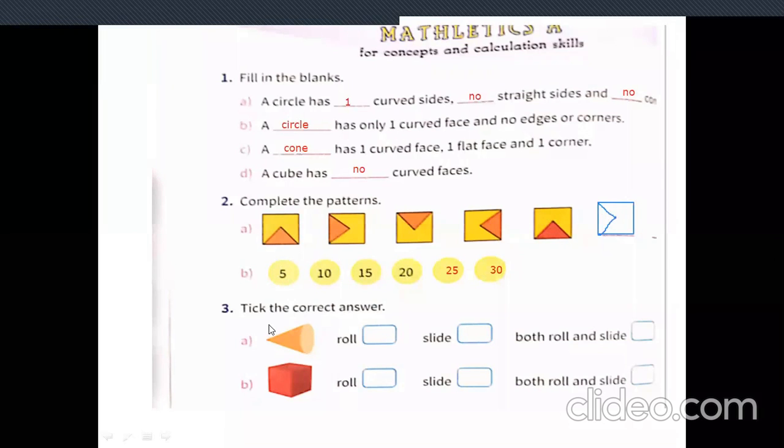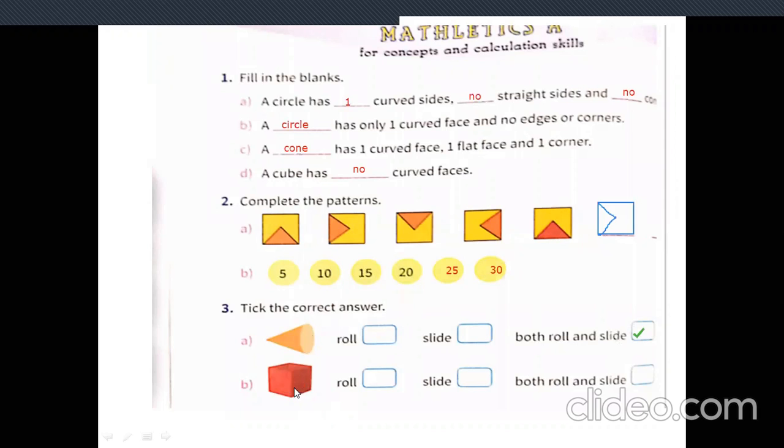Tick the correct answer. I have already taught you that which has a flat face can only slide, which has only a curved face can only roll, and which has both faces can do both things, roll and slide. See here, cone has both a flat face and a curved face. So it can do both things. So you have to mark both roll and slide.